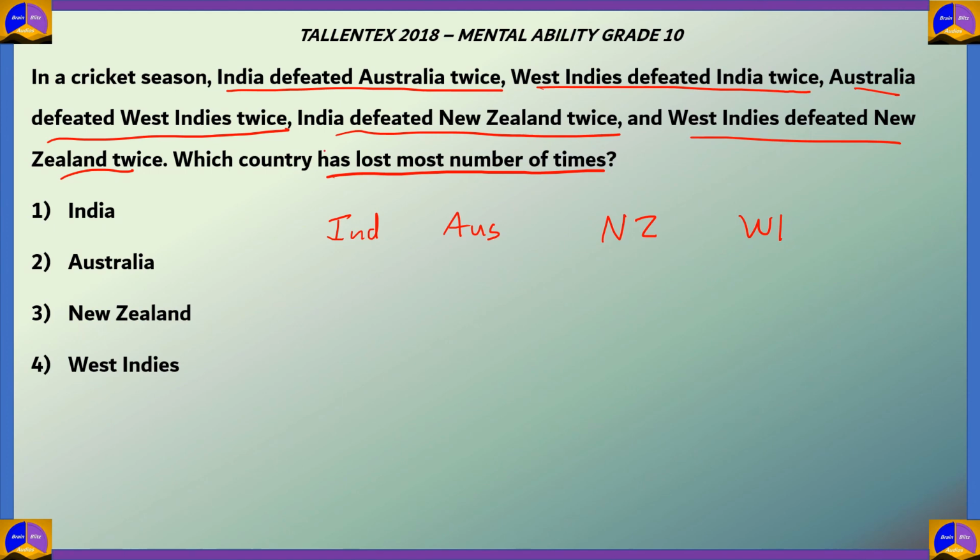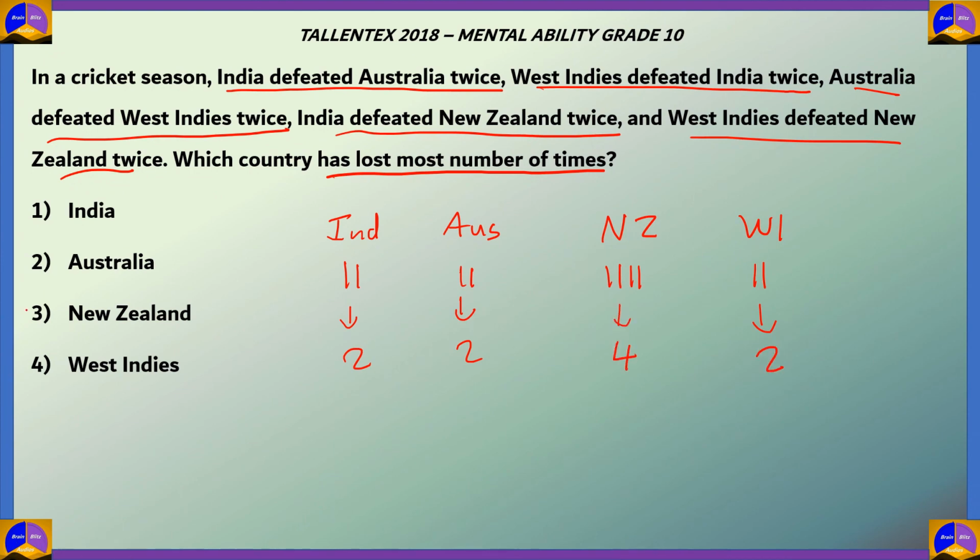First statement says India defeated Australia twice, so that means Australia has 2 defeats. Let's put tally marks. West Indies defeated India twice, India has 2 defeats. Australia defeated the West Indies twice, so the West Indies will now have 2 defeats. India defeated New Zealand twice, now New Zealand has 2 defeats. West Indies defeated New Zealand twice, so that means New Zealand has another 2 defeats. The total number of defeats for India are 2. For Australia, it's also 2. For the West Indies, it's also 2. But for New Zealand, it's 4.